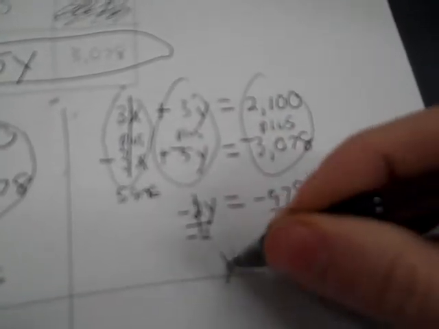So I take 3 plus negative 3, 0. I take 3 plus negative 5, that's negative 2 with y. Then I take 2,100 plus negative 3,078, and I get negative 978. And then I divide by negative 2, divide by negative 2, and negative 978 divided by negative 2 is 489, so that's y.